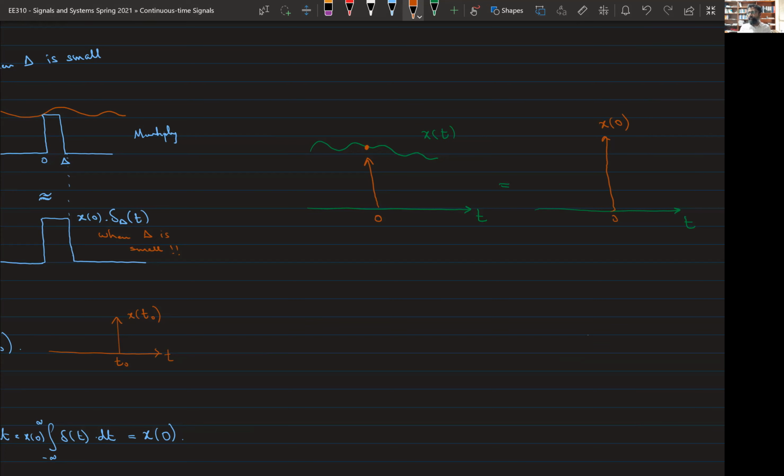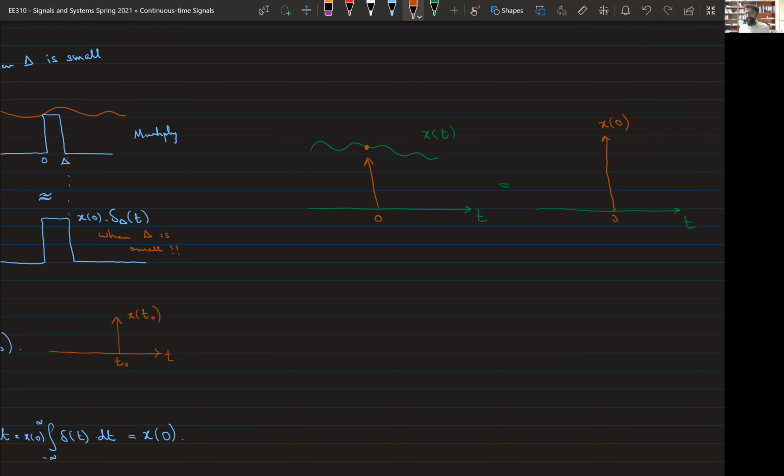Jizan, please go ahead. So what do you mean by x at zero? x at zero will be some finite real value, and the impulse at zero is infinity. So infinity times some finite value should be infinity. What do you mean by x at zero when you wrote that in orange?